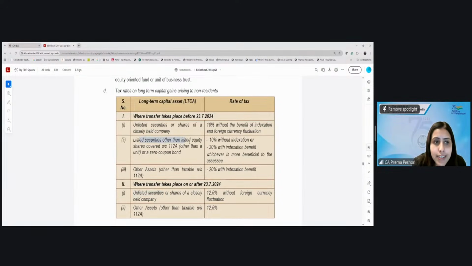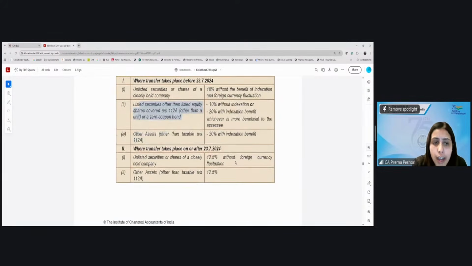On listed securities other than the listed shares covered under 112A or zero coupon bond, it was earlier 10% without indexation or 20% with indexation, whichever is beneficial. After 23rd July, it is 12.5%. And here, in respect of the listed securities which are covered under 112, not 112A, you can claim the foreign exchange fluctuation benefit. Let us look at an example from the module.